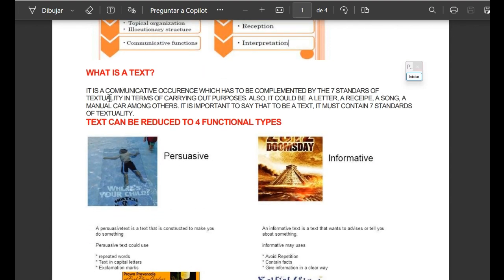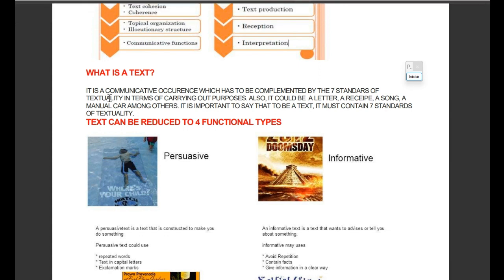Then we have the definition: what is a text? It's a communicative occurrence which has to be complemented by its seven standards of textuality, with the intent of carrying out purposes. Also, it could be a letter, a recipe, a sound, a manual card, among others. It is important to say that to be a text, it must contain seven standards of textuality.